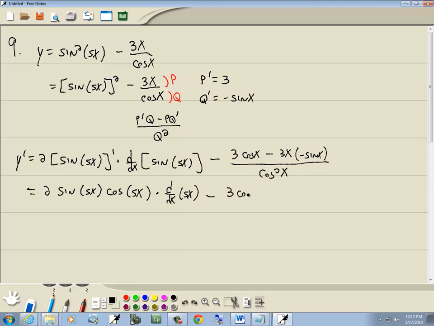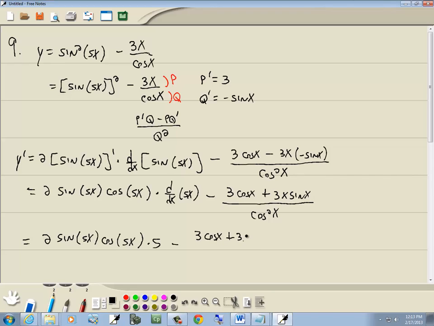Minus 3 cosine x. Negative negative becomes positive. So it becomes 3x sine x over cosine squared. So I got 2 sine 5x cosine 5x, and derivative of 5x is 5, minus 3 cosine x plus 3x sine x over cosine squared.